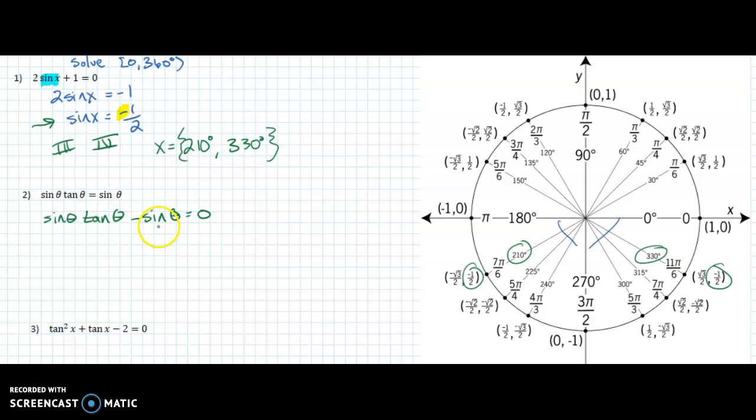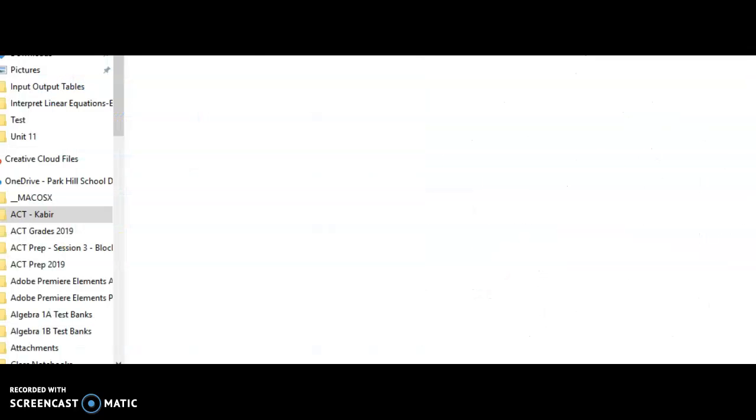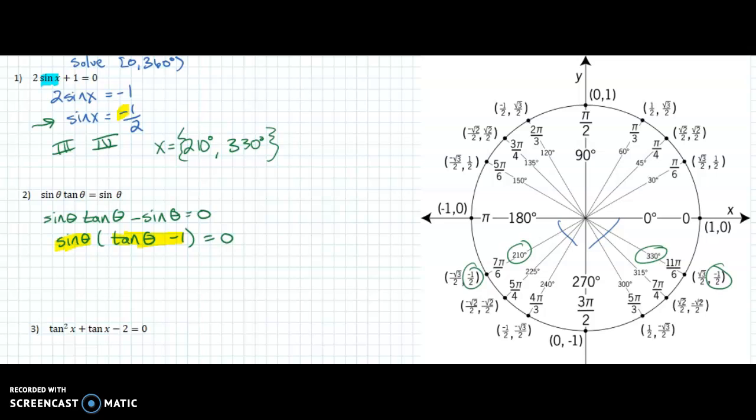And then now I can see the greatest common factor for these two terms is sine. So let's take out a sine theta. And then now, just like if this were a quadratic function, we're going to set both of these pieces equal to 0 and treat them as two separate equations. And so here I have sine theta is equal to 0, and then tangent theta minus 1 is equal to 0.